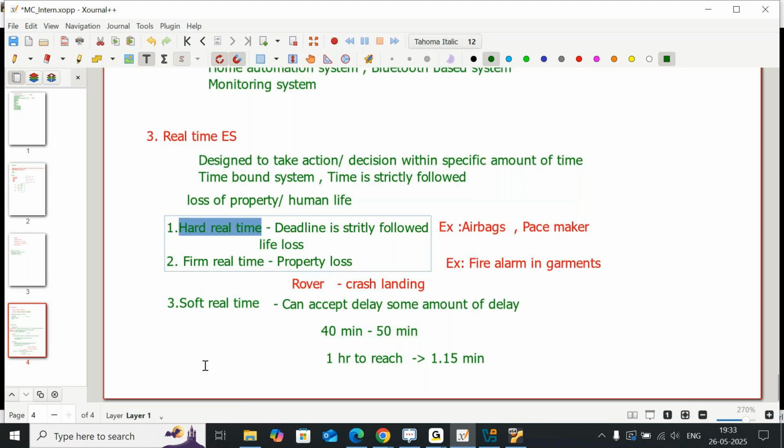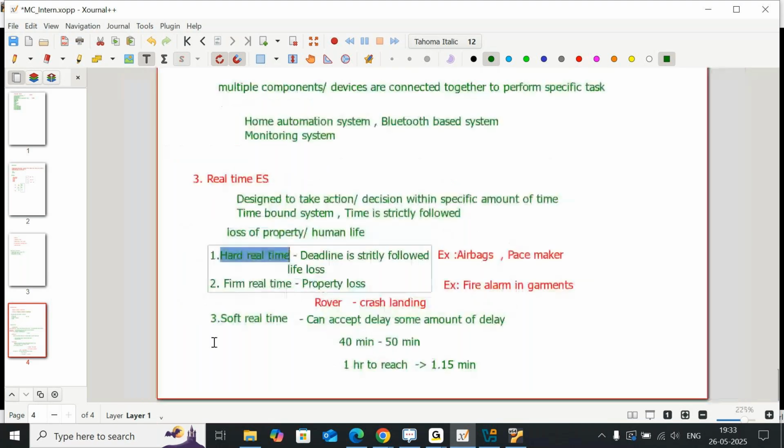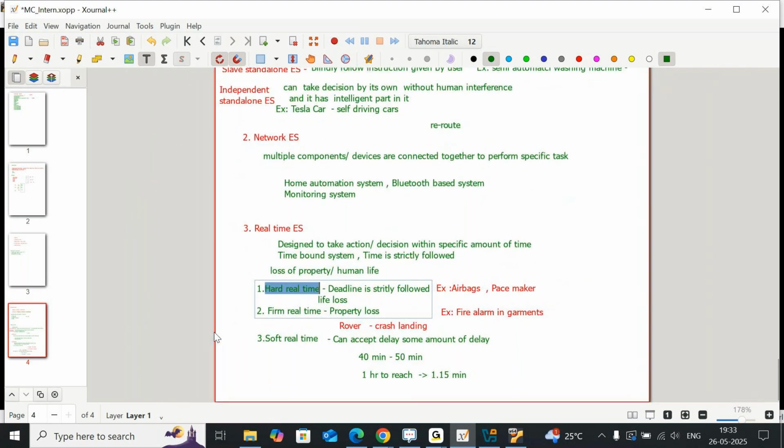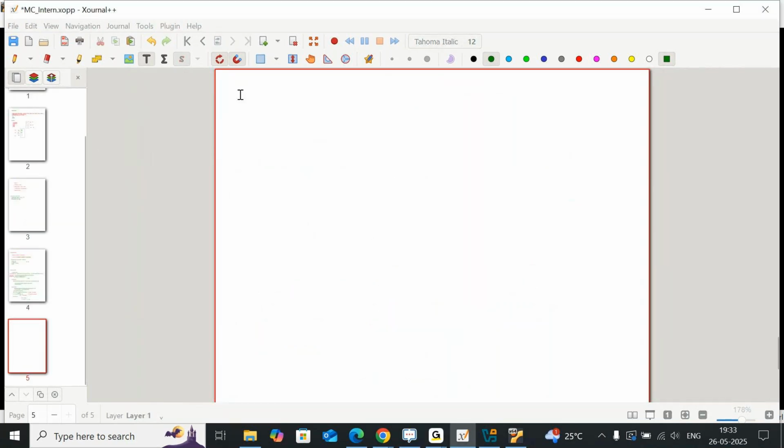So these are the categories of real-time embedded systems: hard real-time, firm real-time, and soft real-time, which can tolerate or accept some amount of delay. This is also a time-bound system, but can accept some delay. This is the third category of embedded system, and the last category is mobile embedded system.